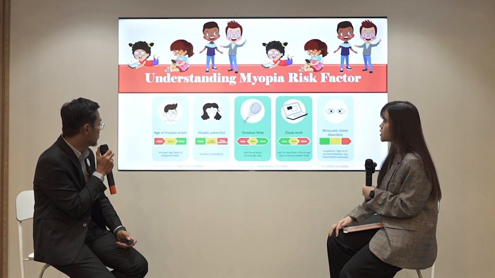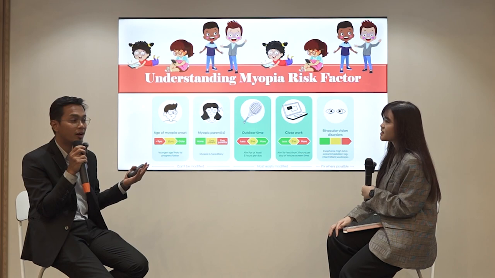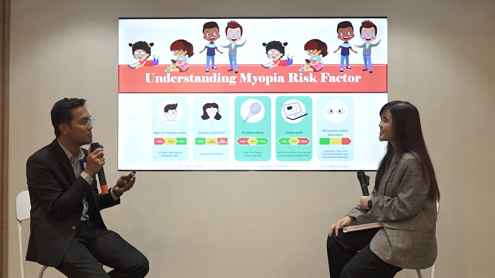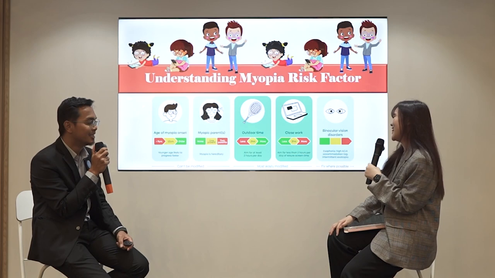Because kids at this age, their development is very fast. If you have a niece or nephew and you don't see them for about 3 months or 6 months, suddenly they are growing taller than you. Same like the eye. The development of the eye is faster at this age.